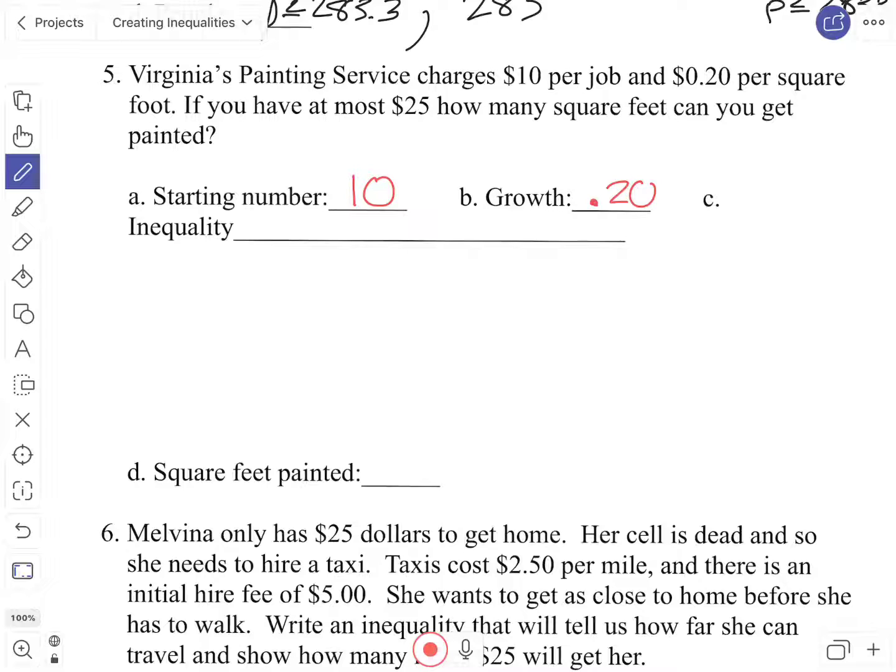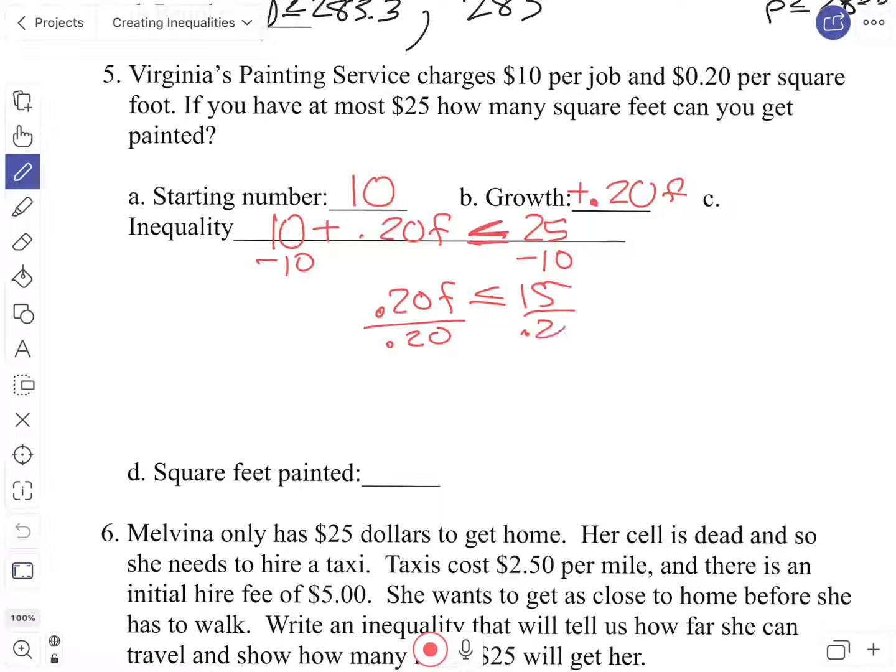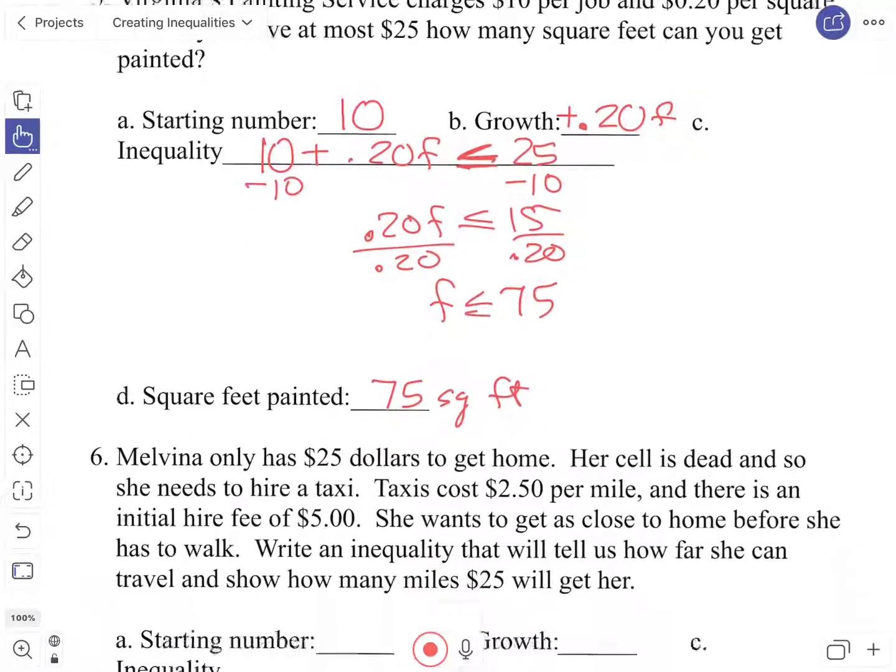So 20 cents per square foot, so times how many feet you want painted, and we're adding that, right? So our inequality would be 10 plus 0.20f, and we have $25. So again, that 25 is going to be bigger. So we subtract 10 to solve it. 0.20f is less than or equal to 15. Divide by 0.20. We get f is less than or equal to 15 divided by 0.20, which is 75. So we can have up to 75 square feet painted, or less, because it's an inequality, so it could be less.